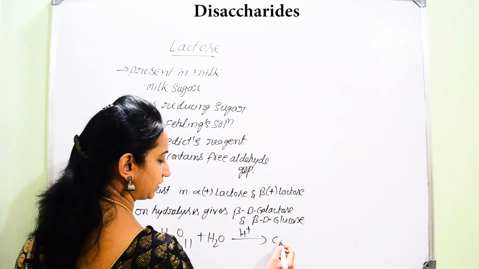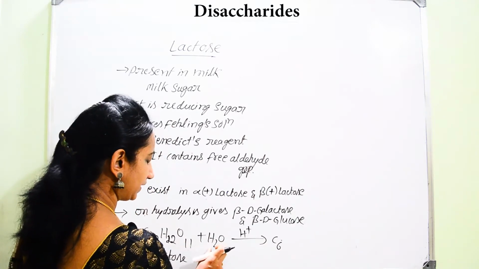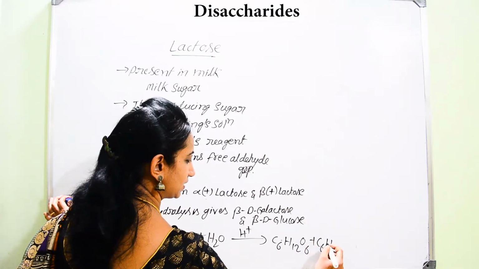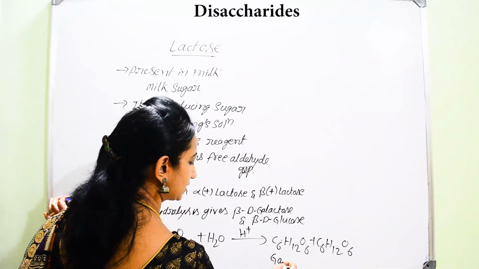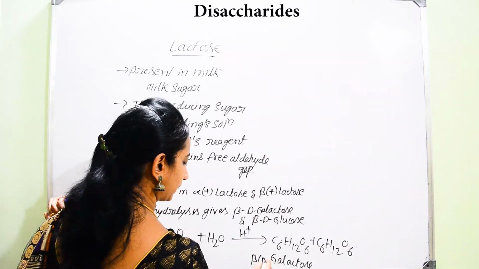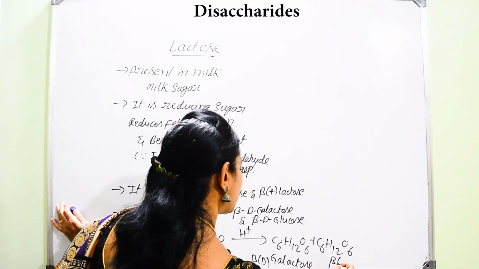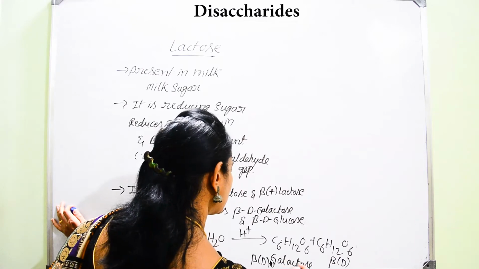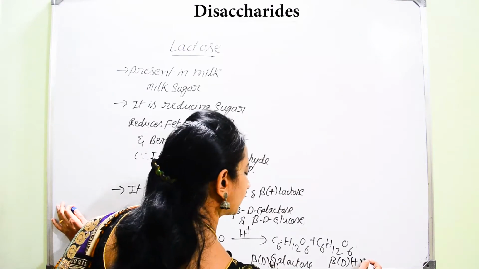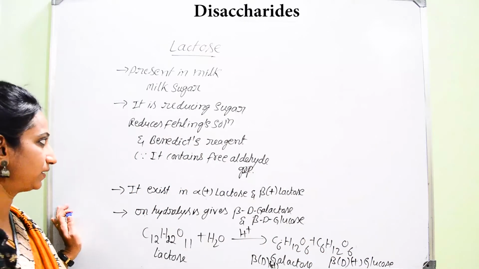As usual we can write the formula C12H22O11, on addition of water it will give C6H12O6 plus C6H12O6. One is galactose, of course beta D galactose, and the other is beta D plus glucose. One is the galactose unit, the other one is the glucose unit.